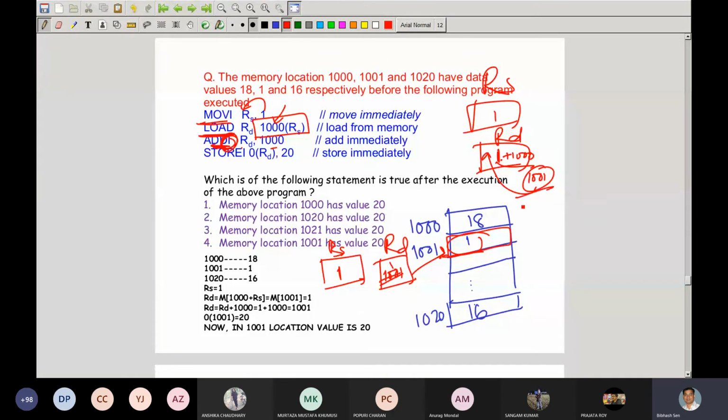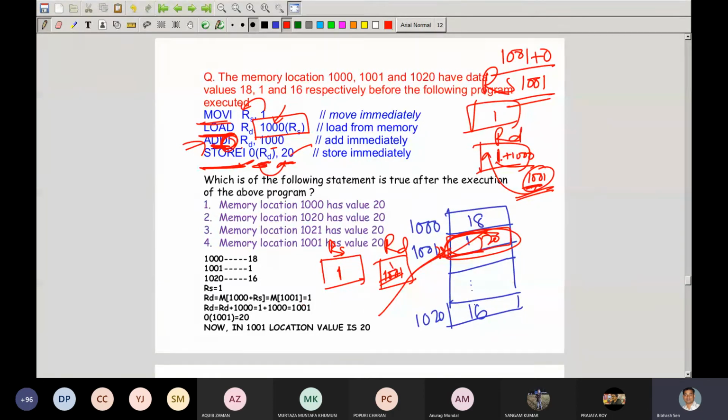Now the content of the RD is 1001 because it is an add operation, not loading. Now the store operation: store 20 in the location. Storing operation is like this. So you will now store at the RD location. What is the RD's location now? RD's value is 1001, and base address 0. 1001 plus 0. Total effective address will be how much? 1001. So go to the 1001 location and store 20 there.